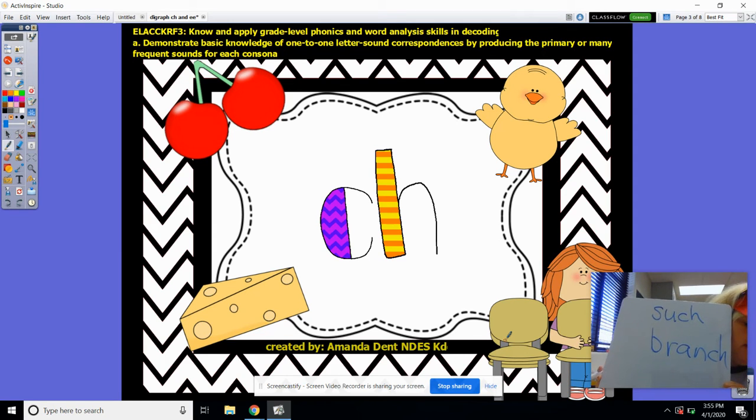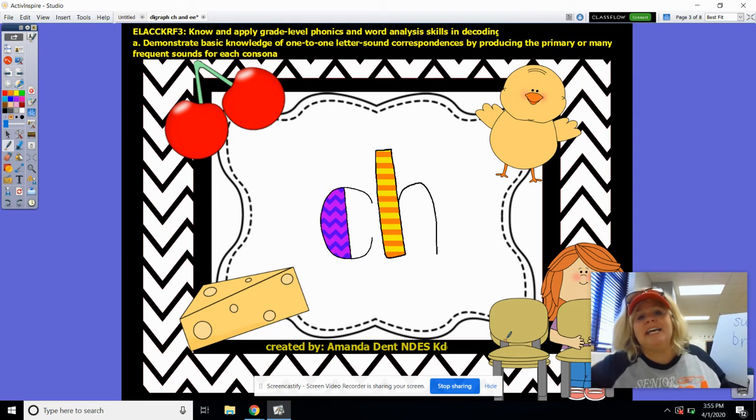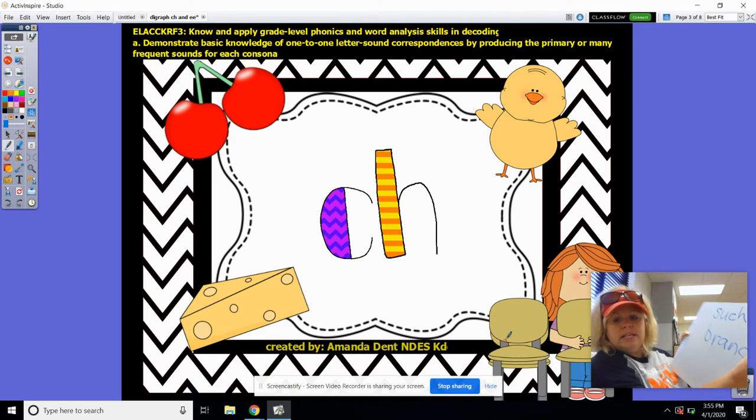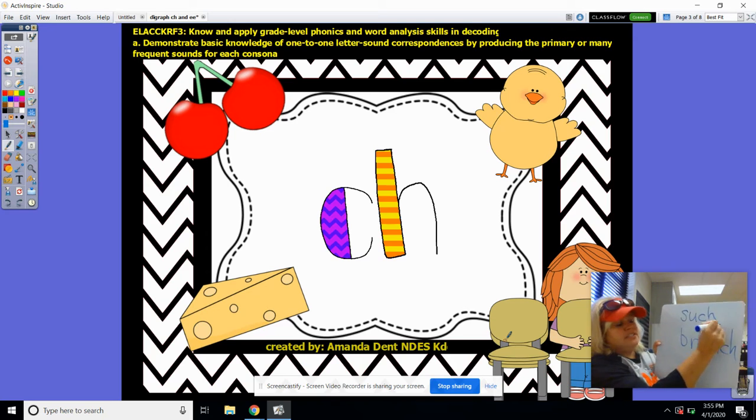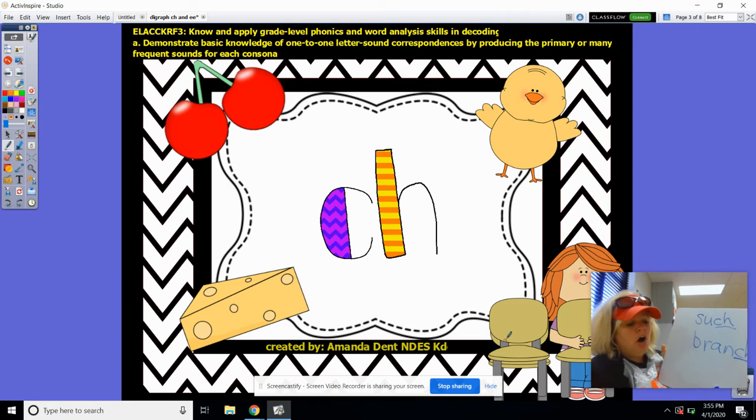So do you remember how we code digraphs? Everybody on the count of 3, what do you do when you see a digraph? How do you code it? 1, 2, 3. You underline it. Very good. So let's underline this digraph. We're going to underline the CH and we're going to underline the CH because they are digraphs.